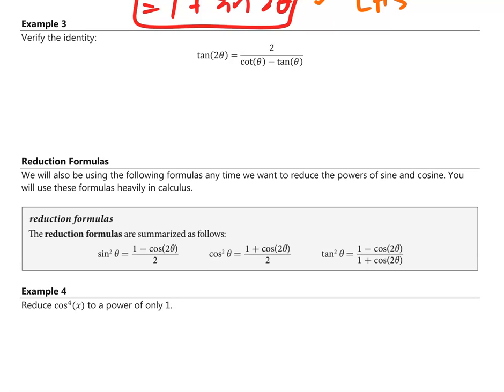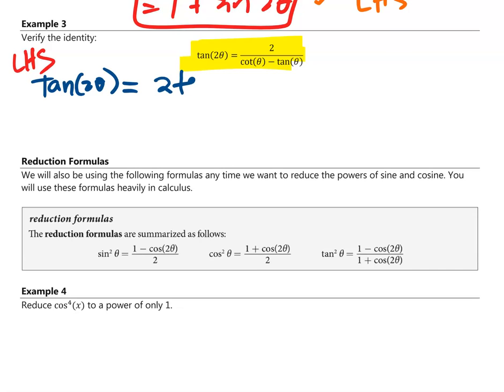Example number 3. Verify the identity: tangent 2 theta is equal to 2 over cotangent theta minus tangent theta. Now let's work on the left hand side, because we have tangent 2 theta. Using the double angle formulas, it is equal to 2 tangent theta over 1 minus tangent squared theta.